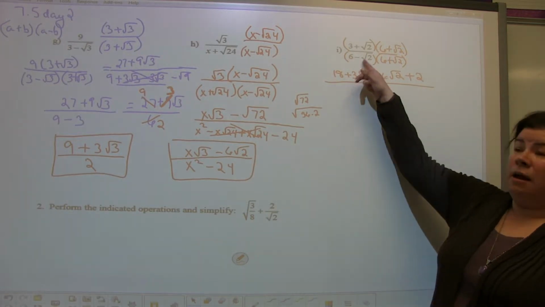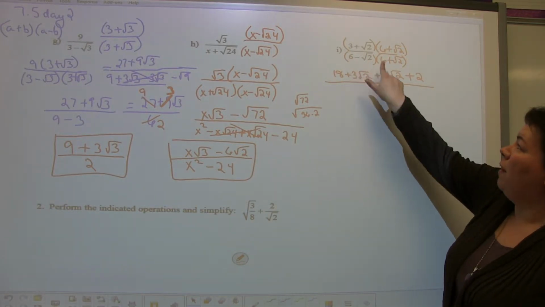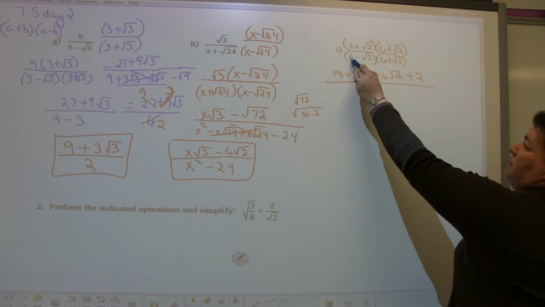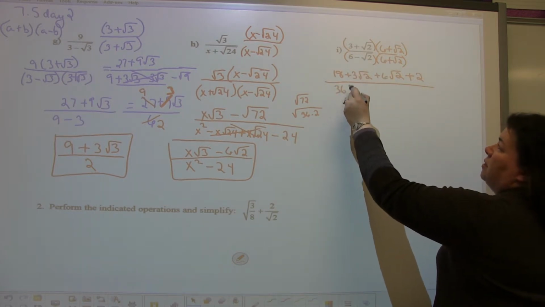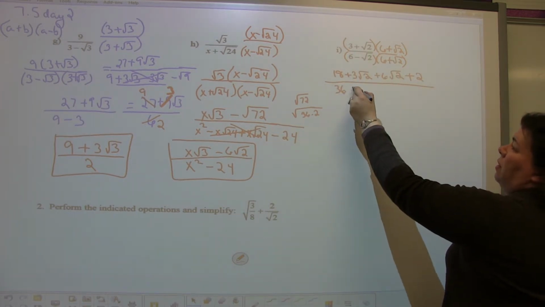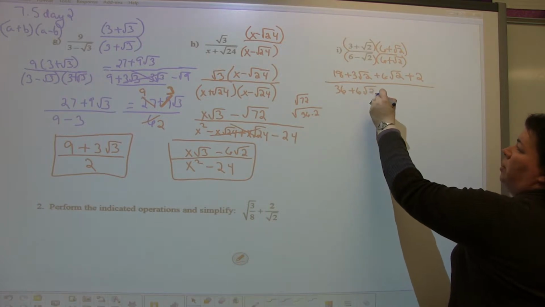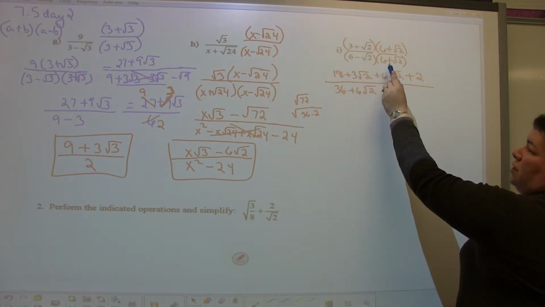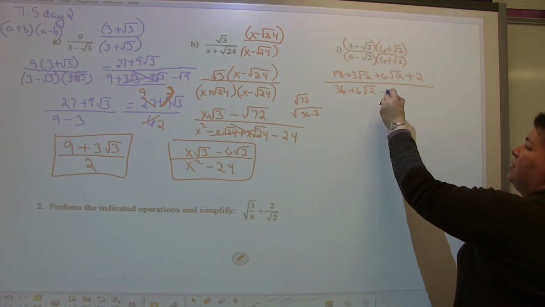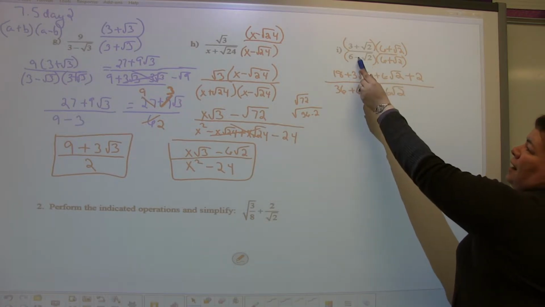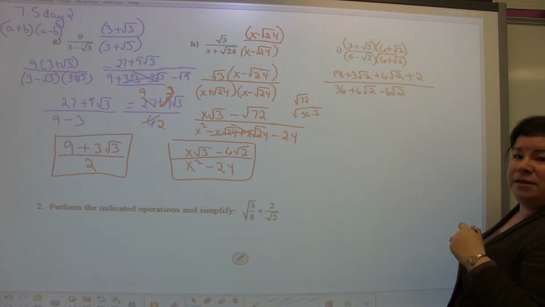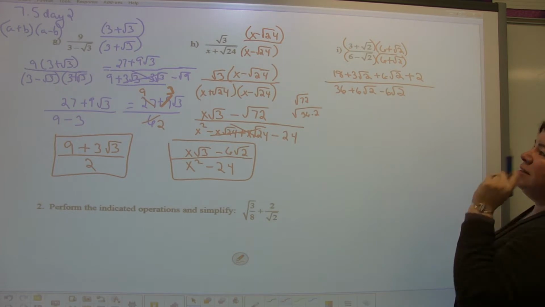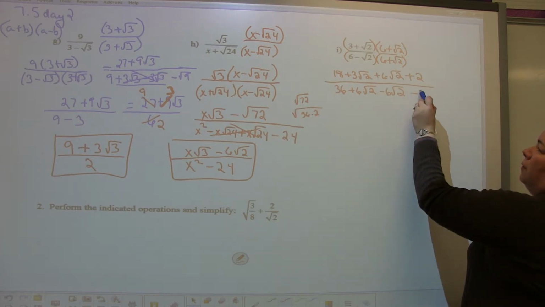All right, in our denominator, if we were to go ahead and FOIL that, 6 times 6 is 36. 6 times the square root of 2 is 6 square root of 2. Negative square root of 2 times 6 is negative 6 root 2. And then negative square root of 2 times positive square root of 2 is just negative 2.